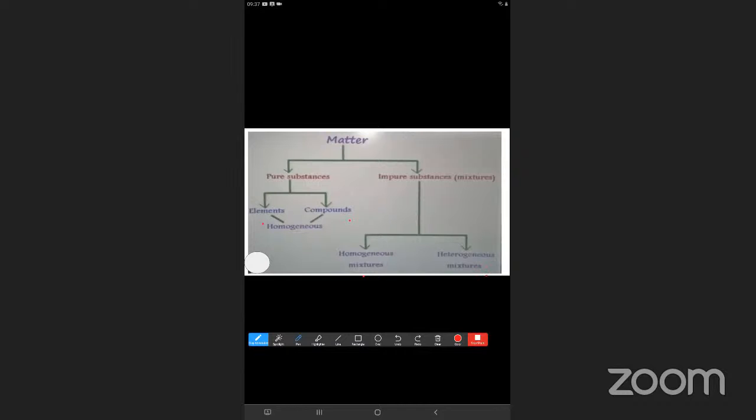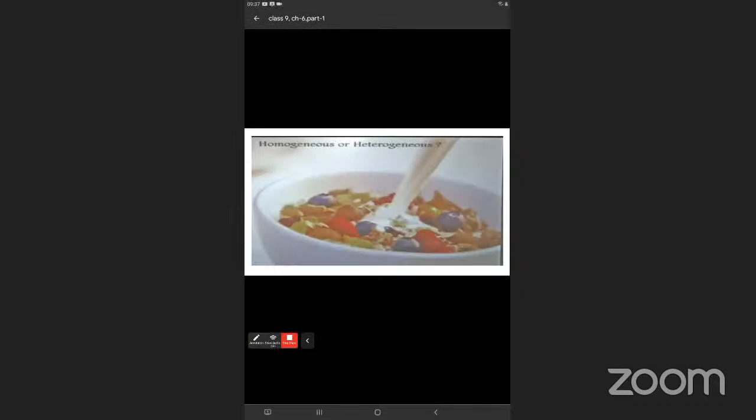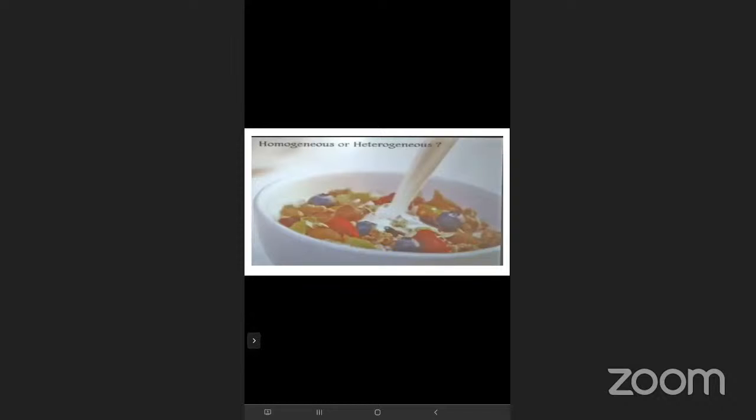Now see here, pure substances. Pure substances are elements and compounds, and these are always homogeneous. Always homogeneous, and they have only one kind of particles. Always one kind of particles will be present.